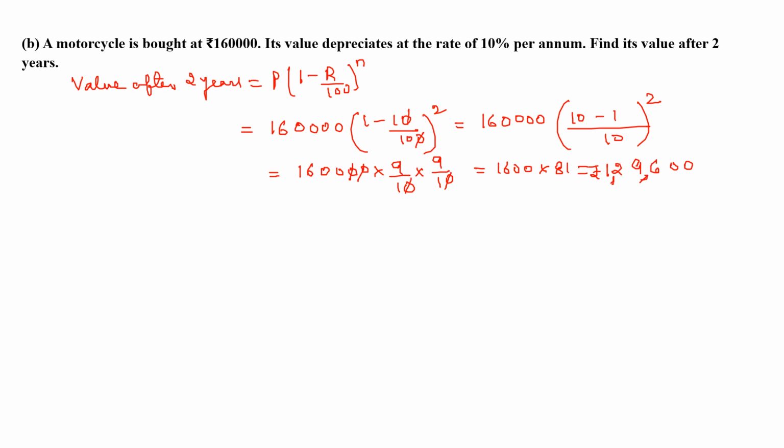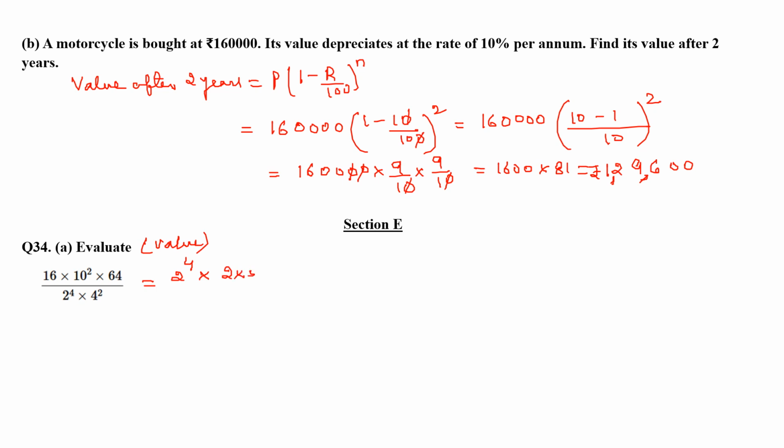Clear? Now moving to section E. So section E, first question, evaluate. Evaluate means you have to give the value. So let's see this question. Now 16, I can write as 2 to the power 4, isn't it? And 10 I can write as 2 into 5. So what I'm doing is writing all the numbers as a product of prime numbers. Then it will be easy to use the laws of exponents and you can solve it quickly.